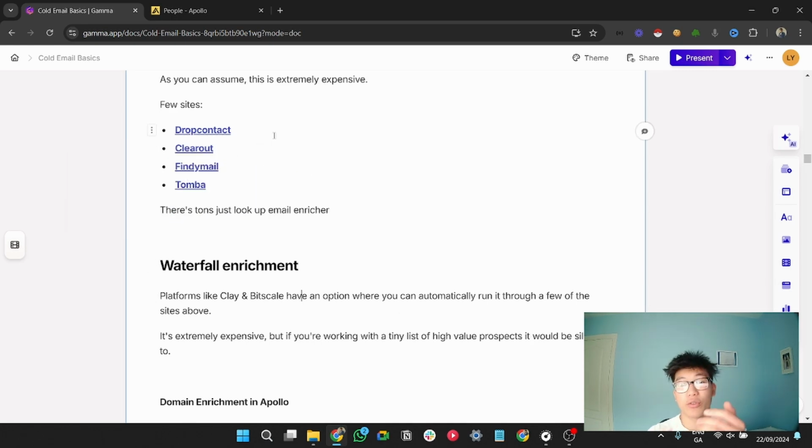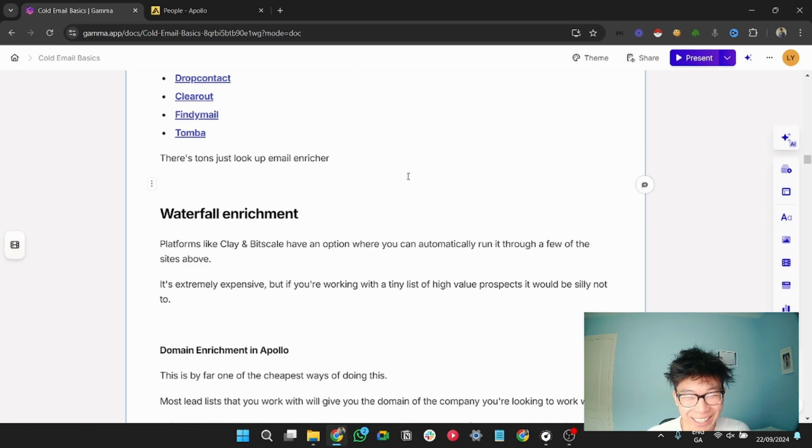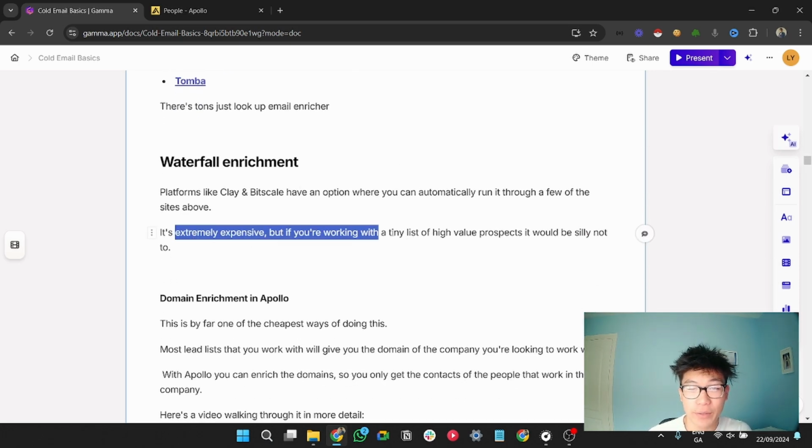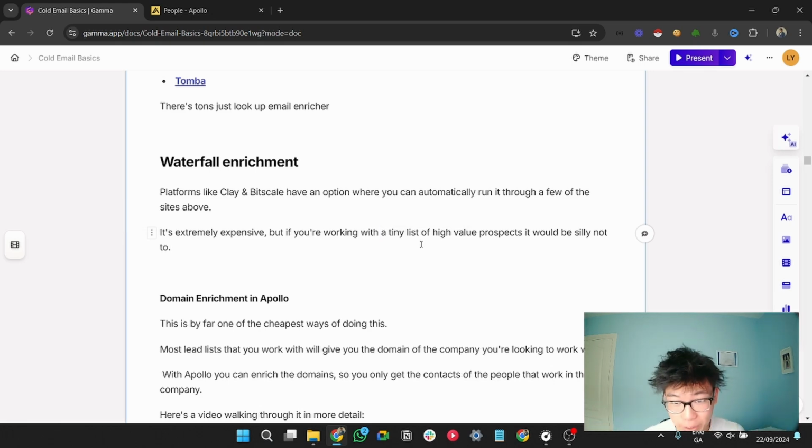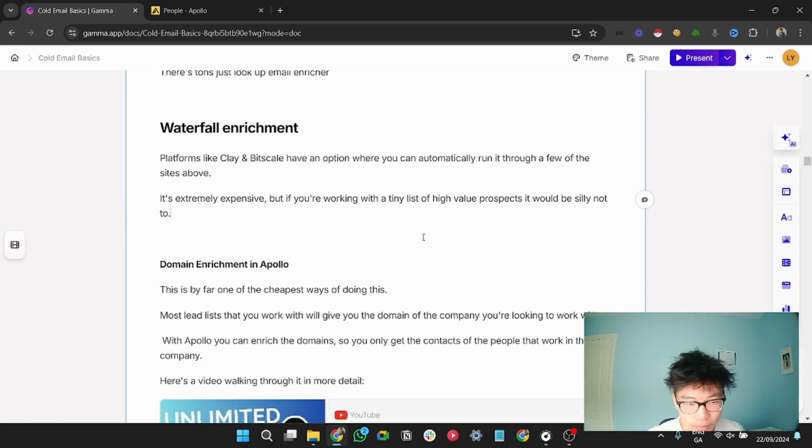So it'll run it through something like DropContact and it'll be like, okay, yes, then we stop. If it's no, then we put it through Clearout. And if it's no again, then we put it through Find Email. And if it's yes, then we stop. Or if it's a no, we could put it through Toomba. This way, it's a high hit rate, to say the least. It's extremely expensive, but if you're working with a tiny list of high value prospects, it'd be silly not to.